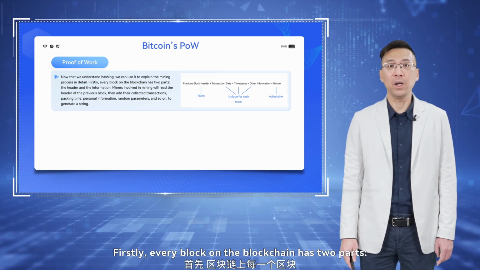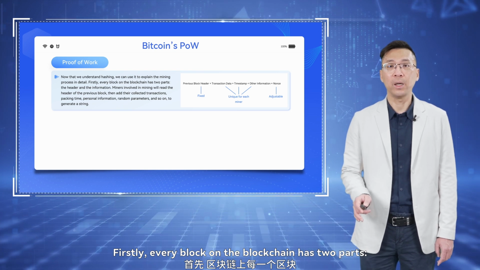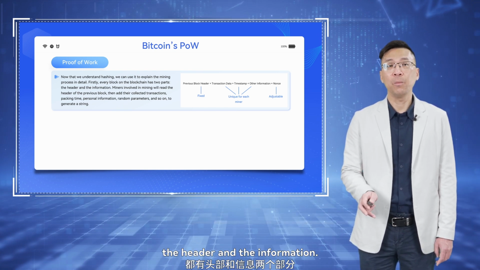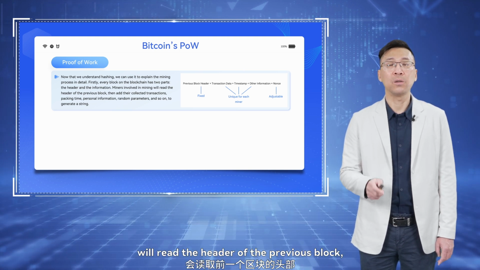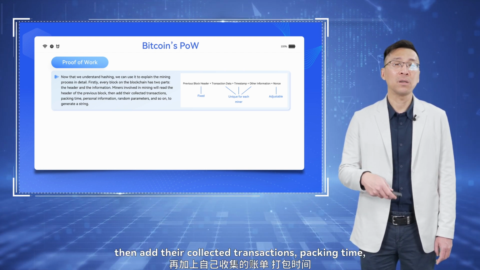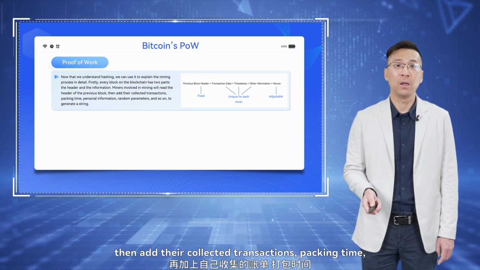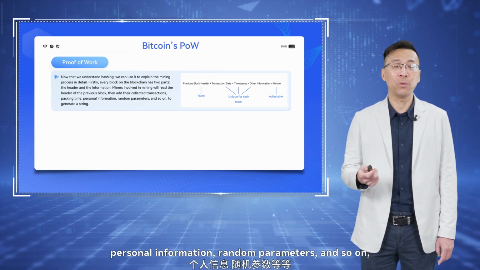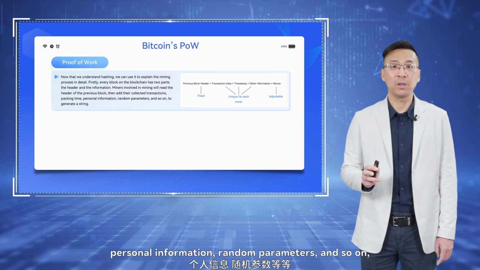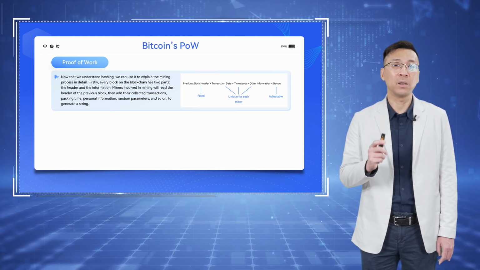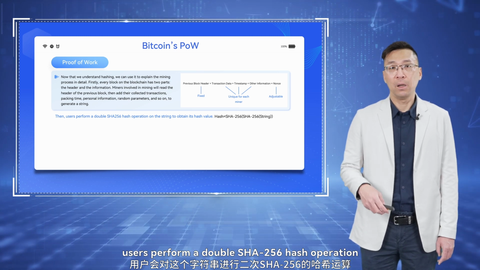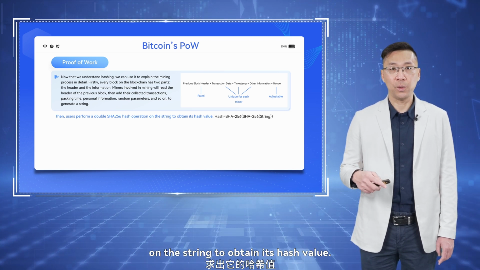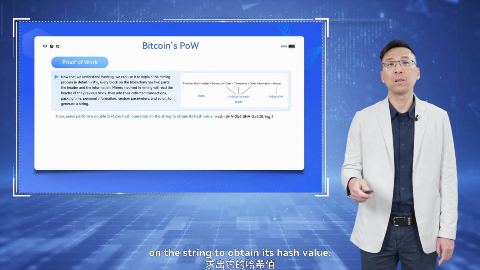Firstly, every block on the blockchain has two parts: the header and the information. Miners involved in mining will read the header of the previous block, then add their collected transactions, packing time, personal information, random parameters, and so on to generate a string. Then, users perform a double SHA 256 hash operation on the string to obtain its hash value.